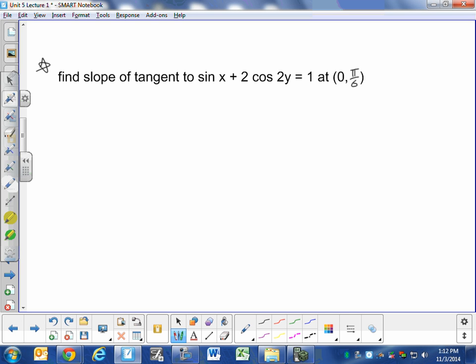I don't even know what this looks like. This could be interesting. So we could have trig functions in our implicit equations.